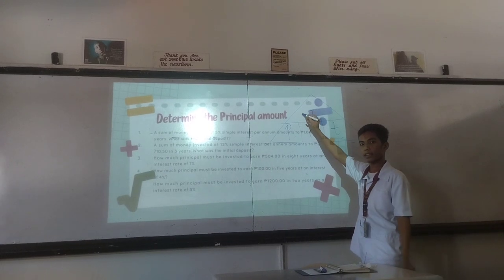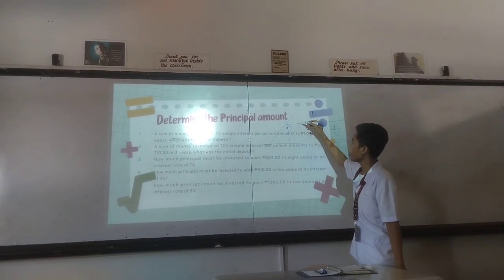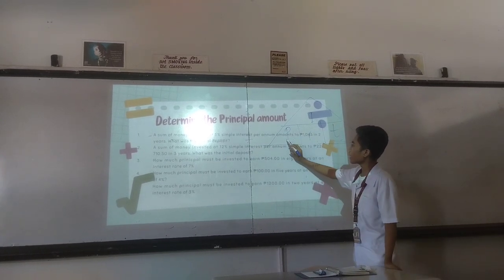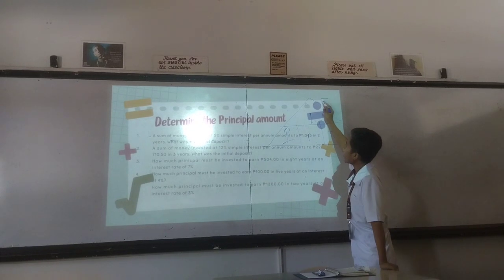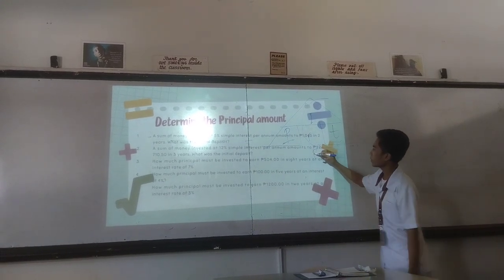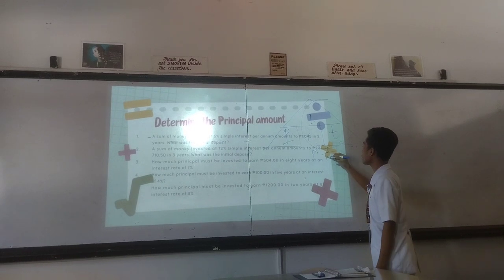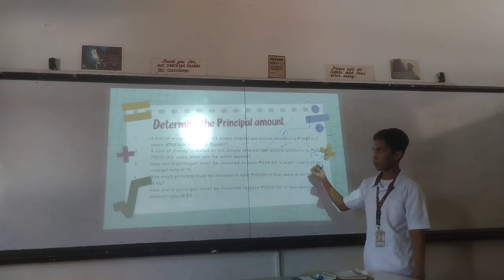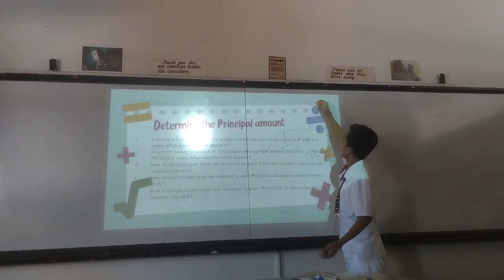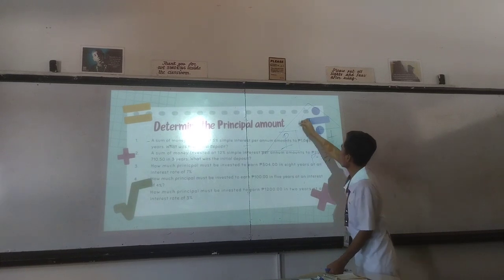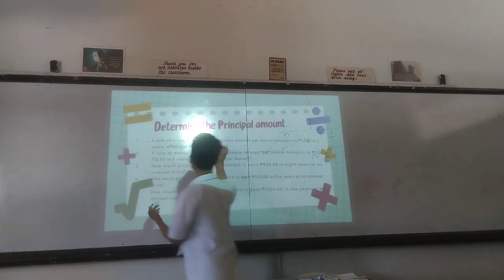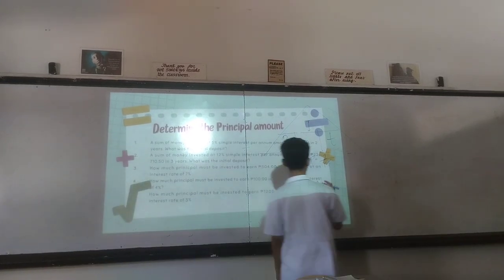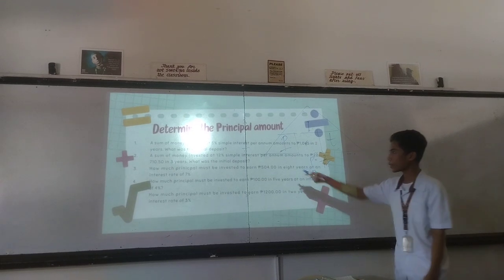So using this triangle again, we can use the PIRT variables. Since it shows us the formula, it is principal amount is equal to interest over rate multiplied by time. So first problem: the sum of money invested at 5% simple interest. So we have here the sum of money.